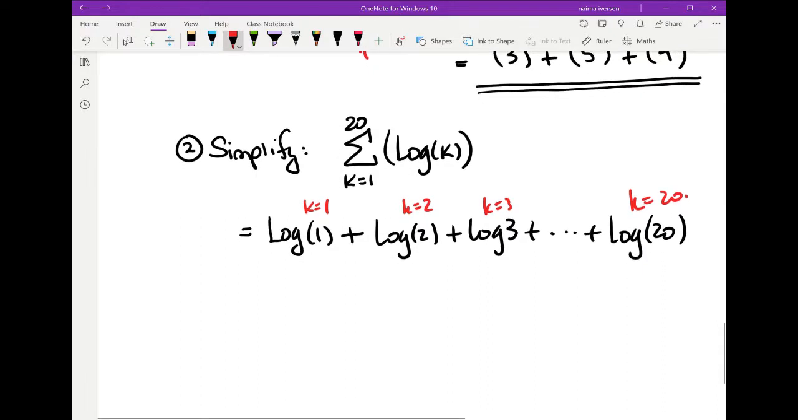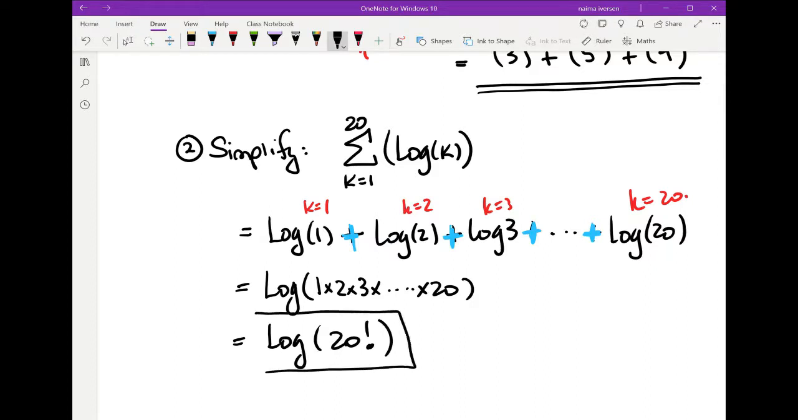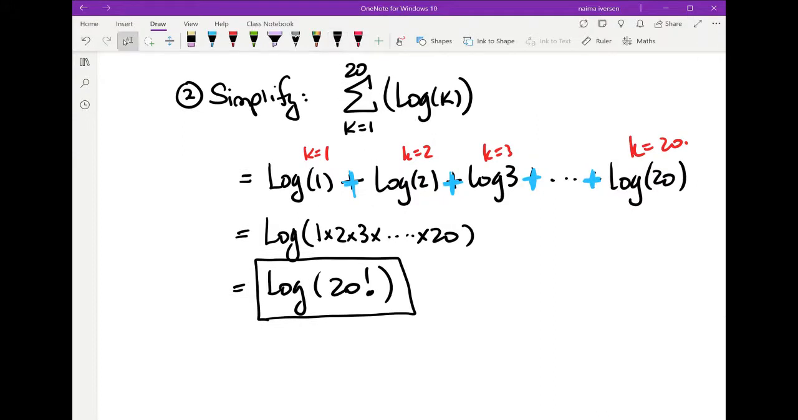So now, to simplify this, we can maybe use some log properties, because logs and sigma really go well together. When you're talking about logs and sigma, you've got these plus signs in between all of your logs, and they all have the same base. And when we have those plus signs in between our logs, what we're really doing is multiplying. So you've got the 1 times the 2 times the 3 times all the way up to 20. Or even more fun than that, 20 factorial. And that's maybe an expression that you might see for simplifying the sigma as k goes from 1 to 20 of log of k.